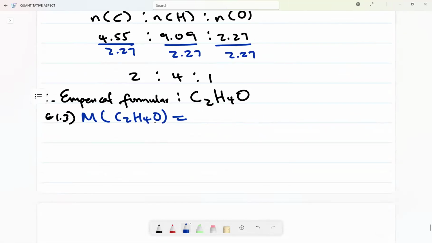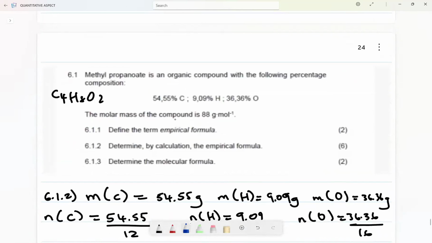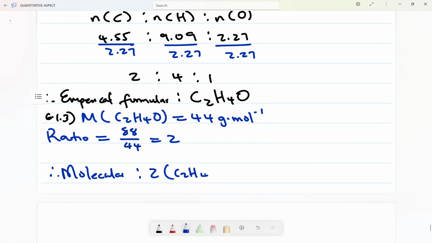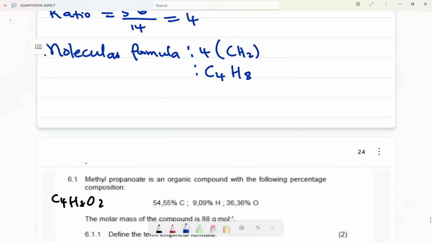Yes, I get a molar mass of 44 grams per mole. Then remember, I need the ratio. What is the molecular mass of the compound? It is 88. Then I'm just going to say 88 divided by 44, which gives 2. Then it means my molecular formula is 2 times C2H4O, which is the same as C4H8O2.